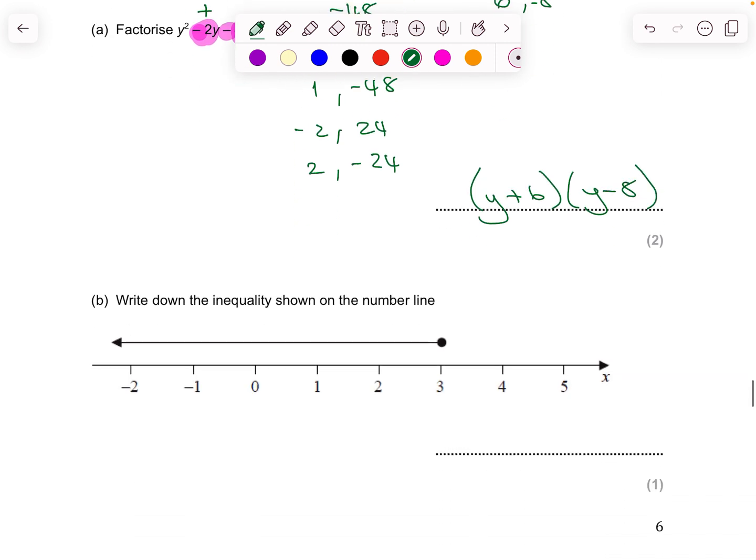Okay. Write the inequality shown on the number line. So we start off with our x. It's going down the number line, so it's getting smaller. So less than. And because this dot is coloured in, it can be equal to, and the dot is at 3. So x is less than or equal to 3.